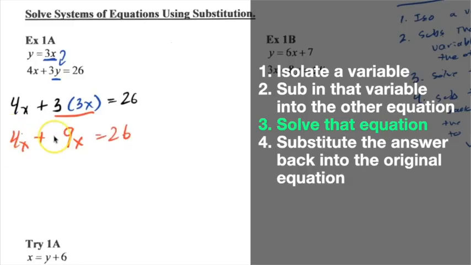Now remember, these are on the same side of the equal sign. The first thing we do is simplify. We can add these up because they're on the same side. So I get 13x equals 26. And now we just got to divide by 13. We have x equals 2.